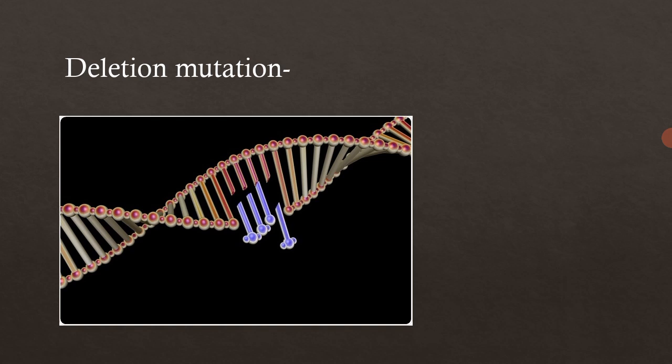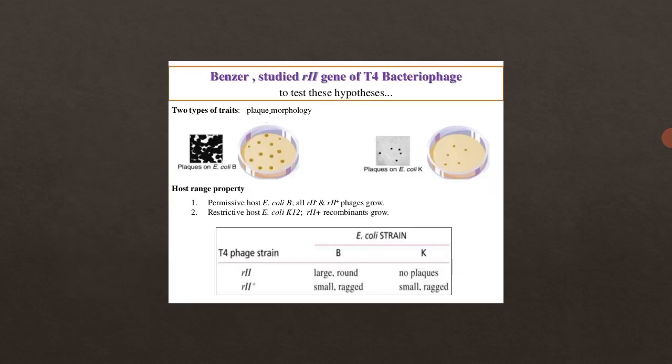Now with the help of this deletion mutation, Benzer studied the R2 gene. It is a gene named the R2 gene present in the T4 bacteriophage, to test some hypothesis that we'll see again later on. First we will just focus on what he did, what his work is. First, Benzer studied the R2 gene of the bacteriophage T4.